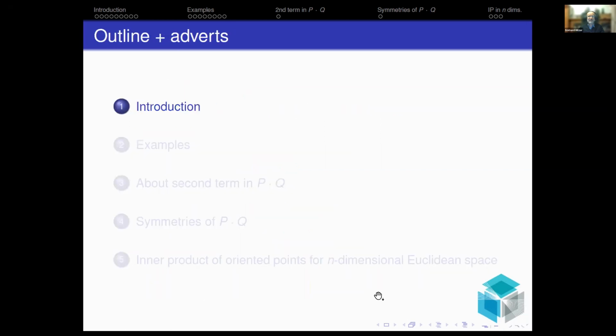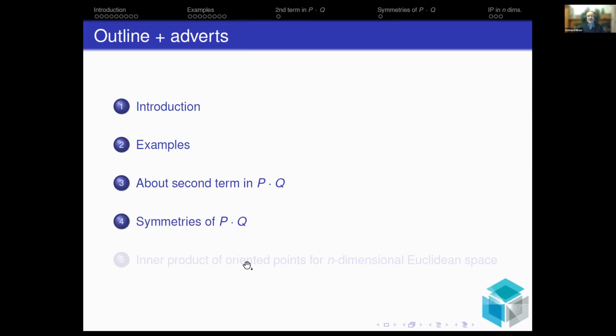So I'll give an introduction, then show a range of examples, then talk about a particular term in the inner product result, symmetries of the inner product, and the inner product of oriented points in n-dimensional Euclidean space, so generalize it to n dimensions.